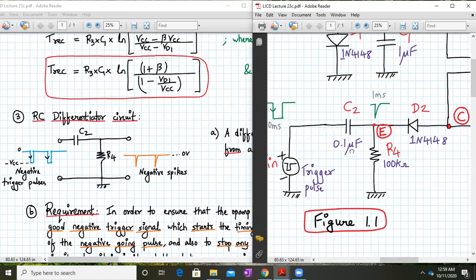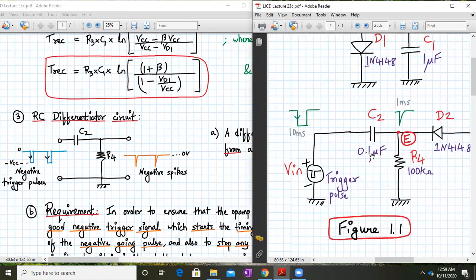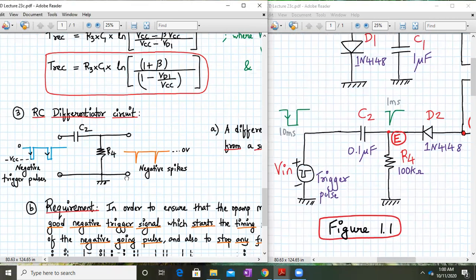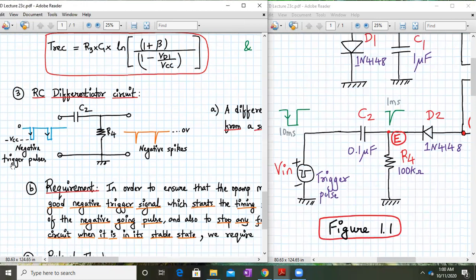If you see in the monostable multivibrator, initially we have something called an RC differentiator circuit. So let us concentrate our attention over here. We have negative trigger pulses which go from, let's say, 0 to minus VCC. So it's like a negative edge trigger pulse that will change the state.